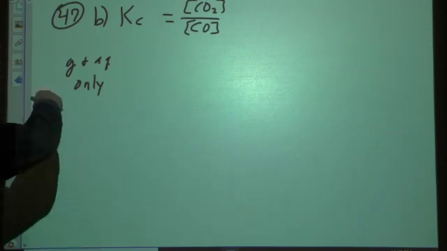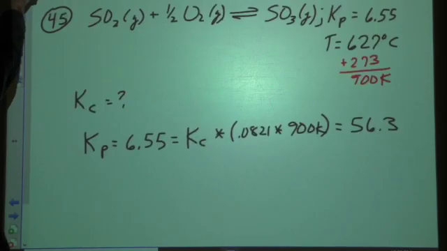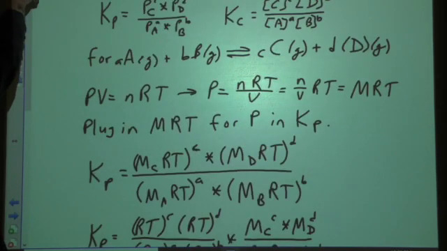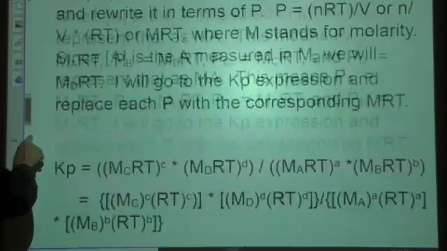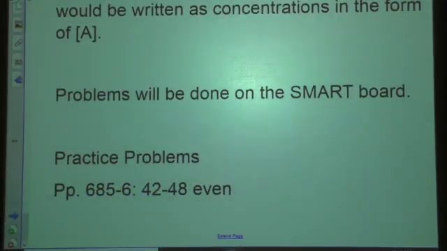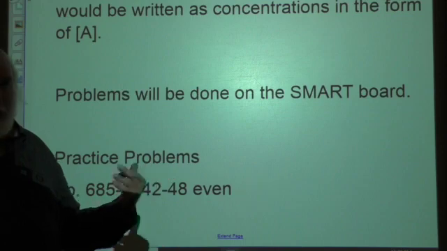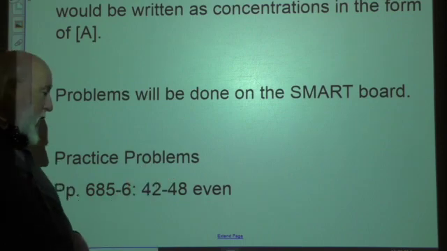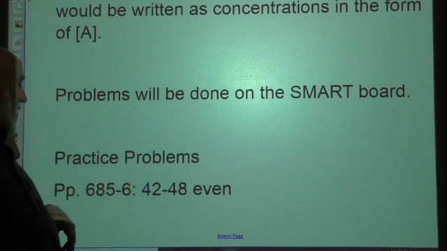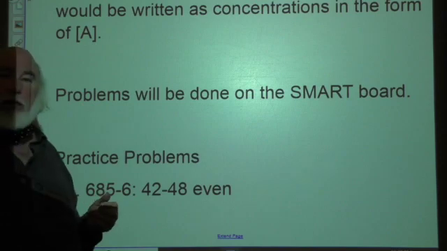So your assignment, practice problems, page 685, 686, because 48 leads into 686, so don't forget to do the last part of number 48 on page 686. Have fun.